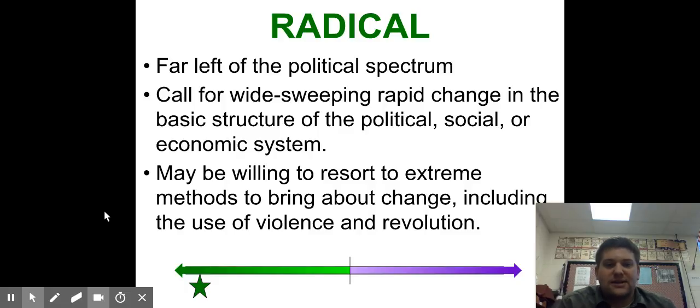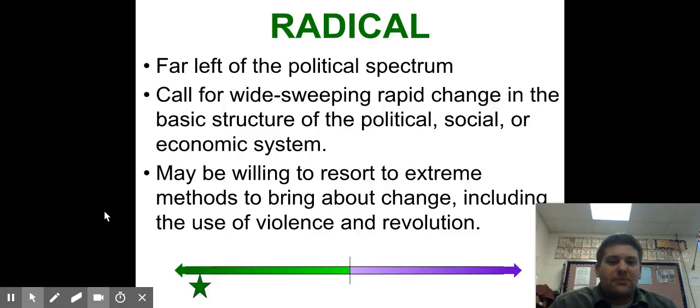of the United States. This is your Bernie Sanders, a self-proclaimed democratic socialist. He wants to see drastic change in the way that we govern and that our economy runs in this country. And he's willing to resort to more extreme methods to bring about change. Bernie Sanders, for example, is not willing to bring about the use of violence, but possibly a political revolution.